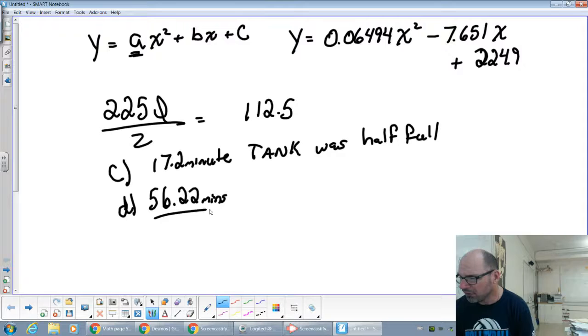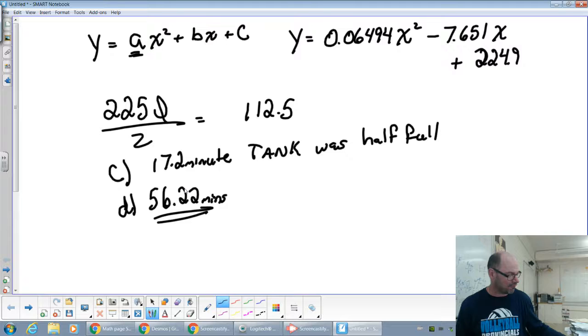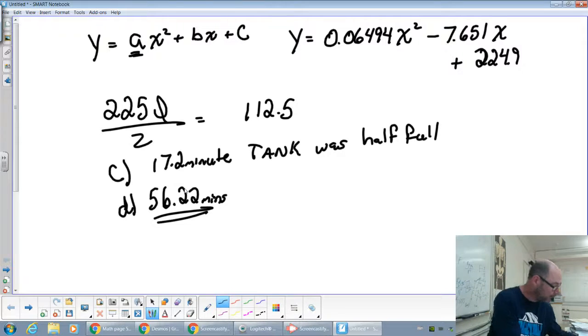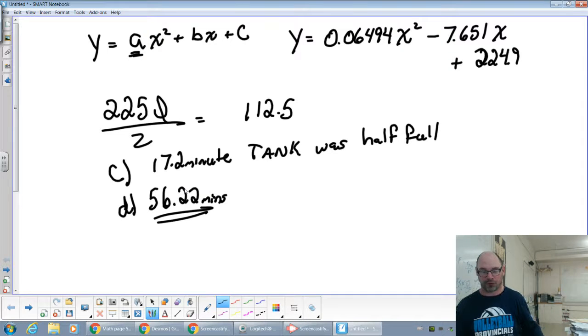Now if you're not right on with the back of the book, if you're a little bit off, that's fine because graphs aren't going to be perfect. Let's see what the back says anyway. I never even looked. That was for chapter 6. Yeah, so they rounded theirs off. So yours was pretty close. They say 56.2. So we were pretty close. So that's kind of how you do those ones.